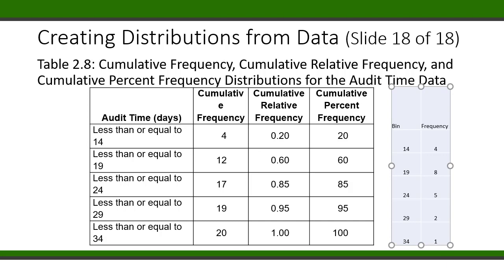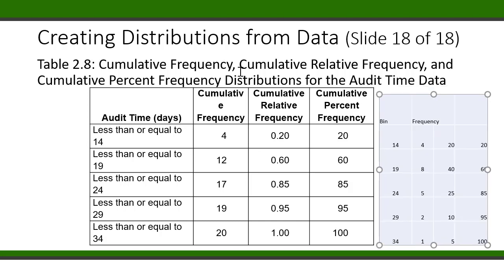Okay? Let me see if I can bring that over for you so you can see it. So here's what I did. I must have used the 50 from a previous example. It's only 20. There are only 20 observations here. So 4 out of 20 represents 20%. 12 out of 20 represents 40%. 17 out of 20 is 25%. 19 out of 20 is 10%. 20 out of 20, or 1 out of 20, represents 5%.